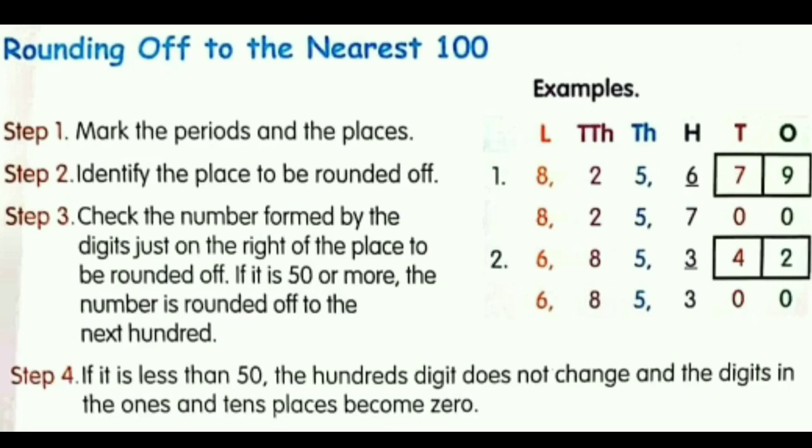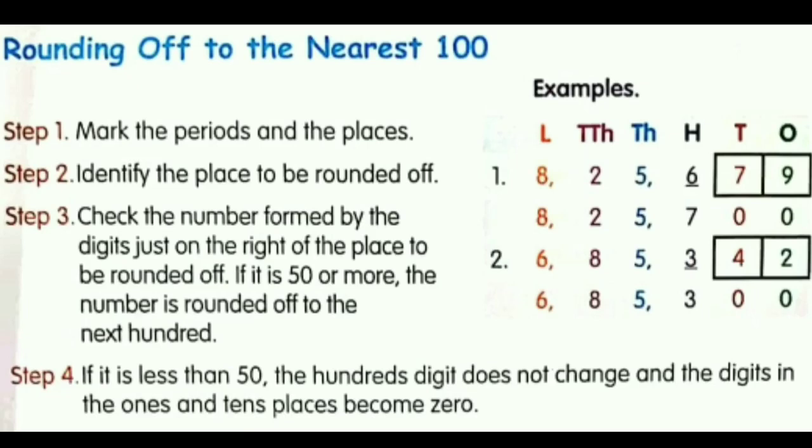Then secondly, we need to identify the places to be rounded off. In the third step, we just need to check the number formed by the digits just on the right of the place to be rounded off. Now if it is 50 or more, then the number is rounded off to the next 100. However, if it is less than 50, then the 100 digit does not change and the digits in the ones and tens place become 0.